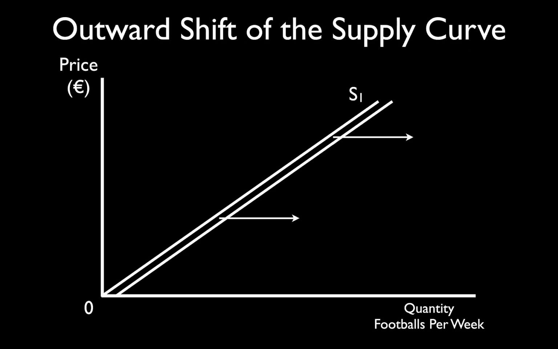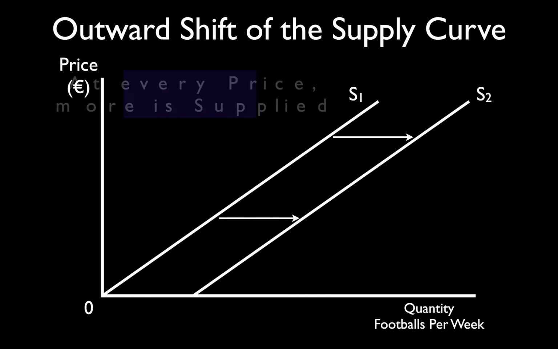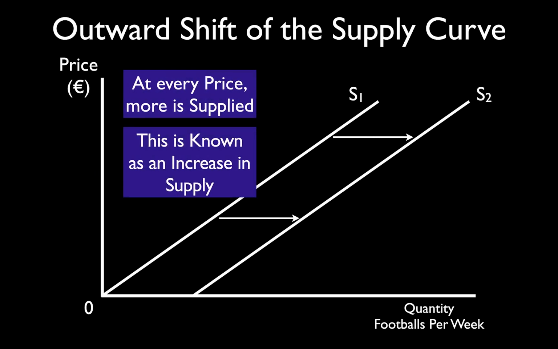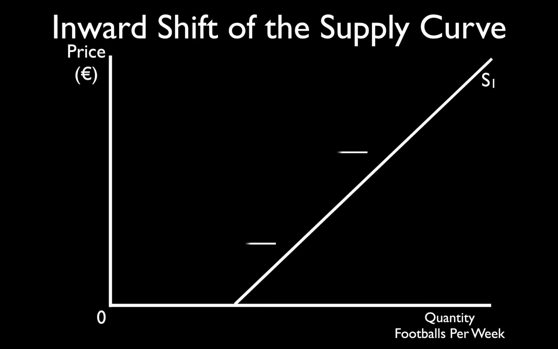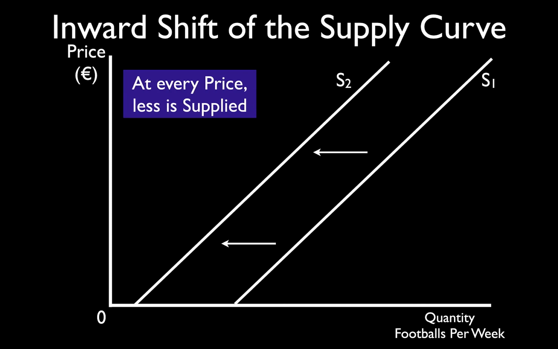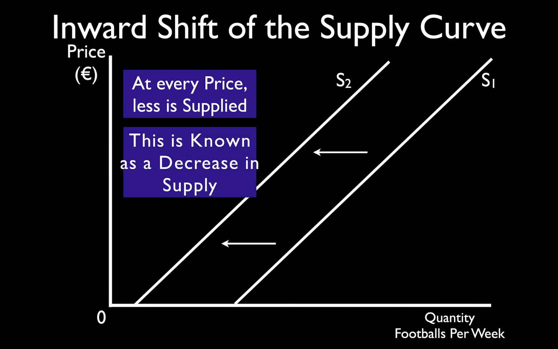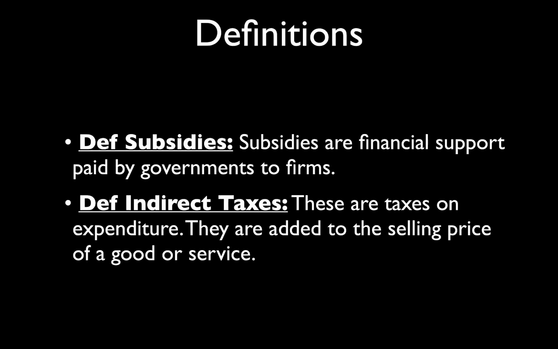Now, an outward shift of the supply curve means simply this: at every price more is supplied, and this is known as an increase in supply, not quantity supplied. An inward shift of the supply curve means quite literally the opposite. It means at every price less is supplied, and this is known as a decrease in supply. Now, it's always a good idea to know what you're talking about before you speak about something, so we're going to have the 2 definitions.